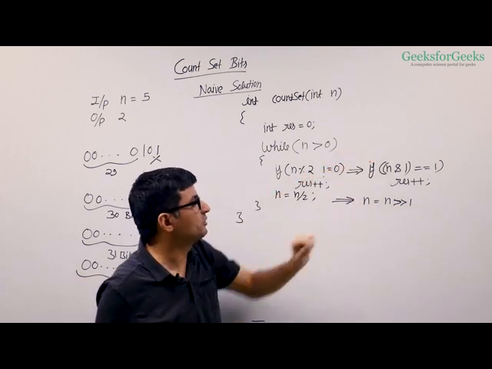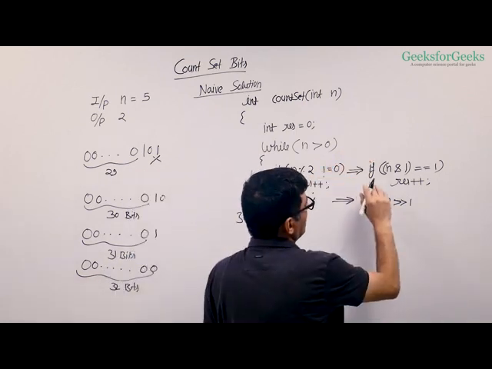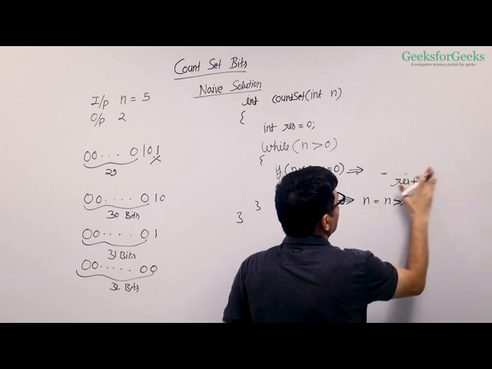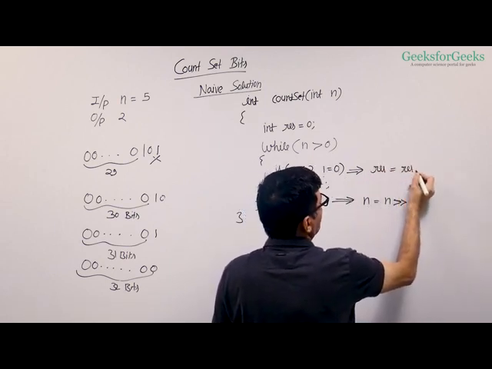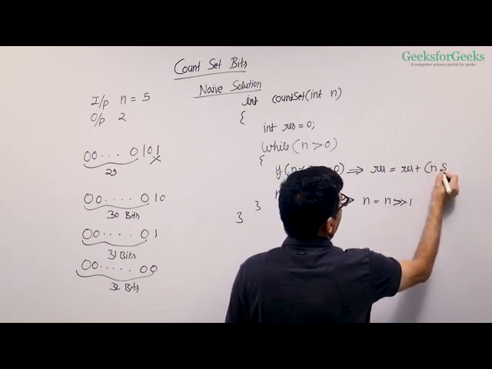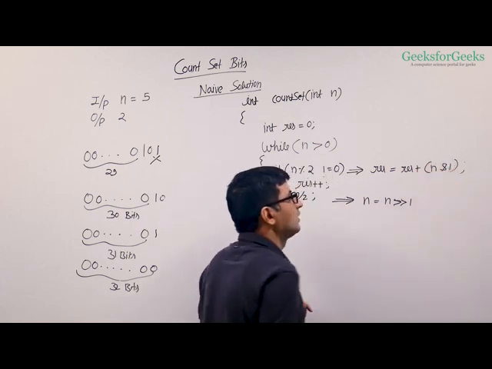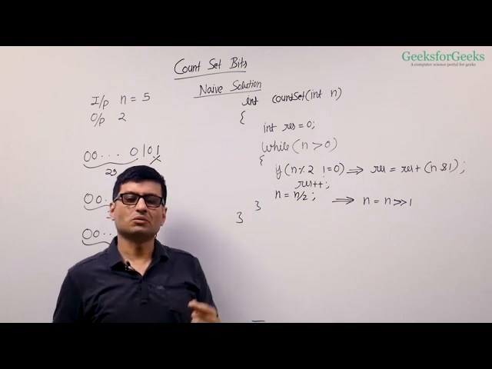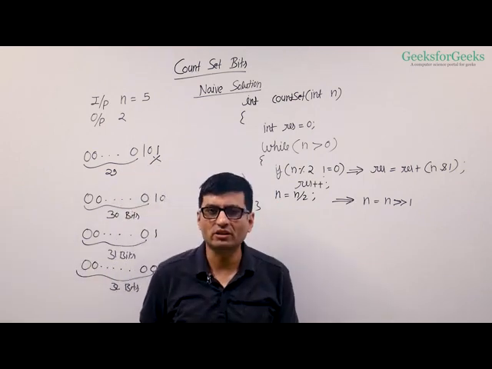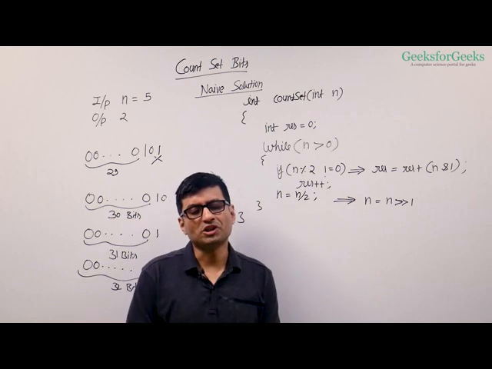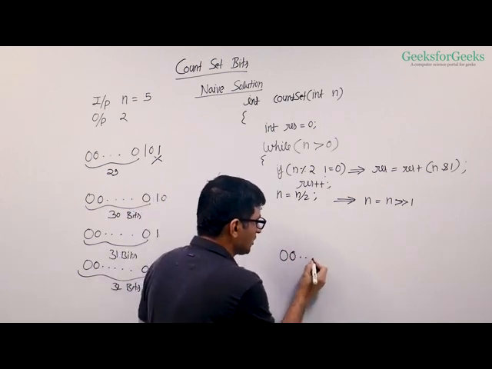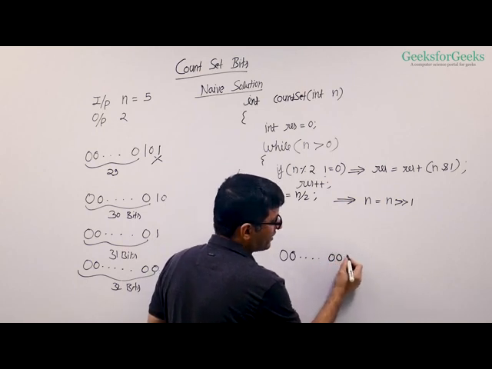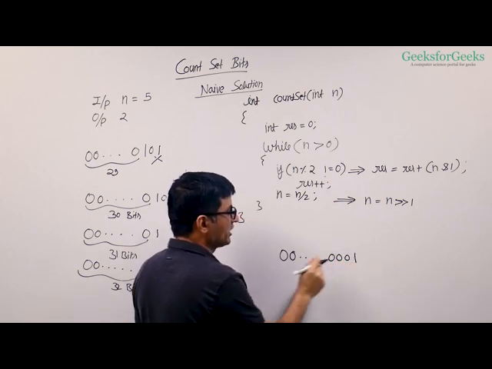This can in fact further be simplified. You can simply do result = result + (n & 1), right? So you are doing a bitwise AND of n with 1. What is the binary representation of 1? It has 31 bits as 0, and then it has the last bit as 1.